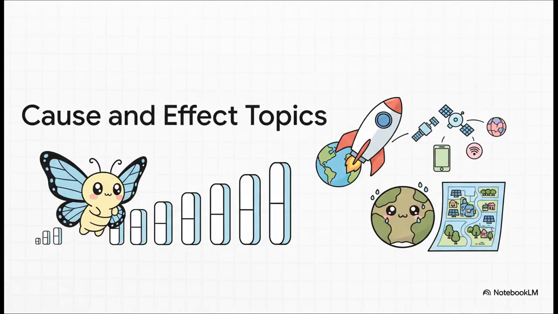I mean, think about it. How did early space travel, the cause, end up impacting technology, politics, and our whole view of humanity, the effects? Or how is climate change, the cause, forcing us to completely rethink how we design our cities, the effect? This tool helps us understand the consequences of things on a much, much deeper level.